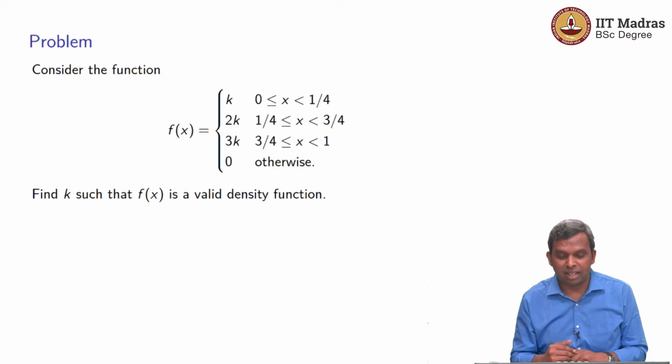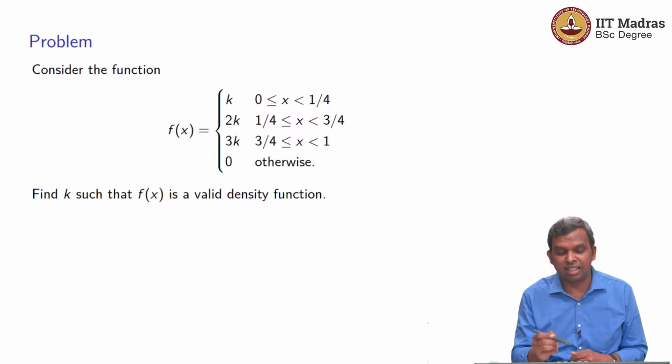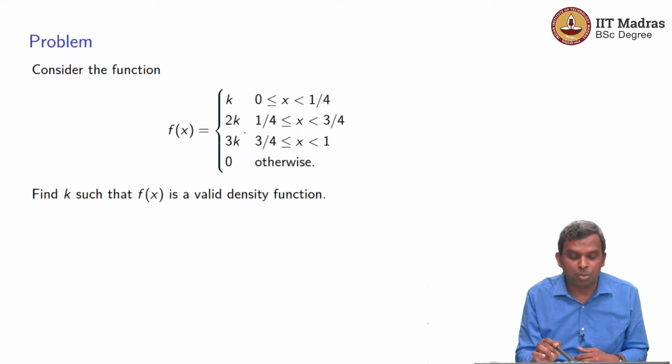So let me close with another simple type of problem. This is again a very typical problem. Given a function like this, there is this parameter k which is not specified in the problem, and you have to find a k to make it a valid density function. First thing you check is k has to be non-negative, and it lies between 0 and 1 by 4, k, then 2k, 3k, etc.